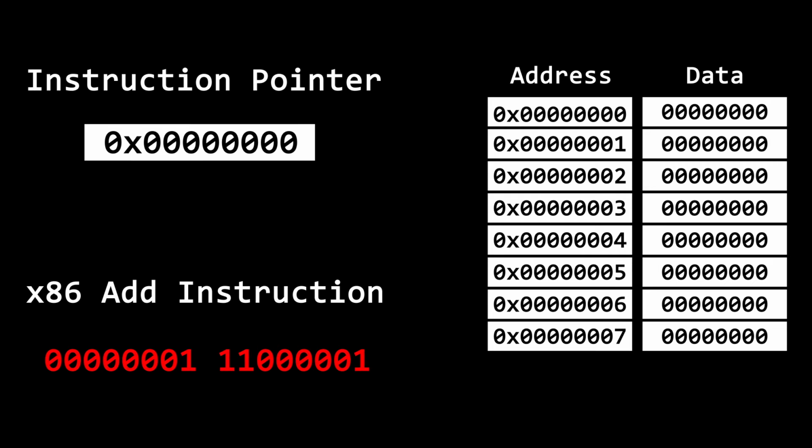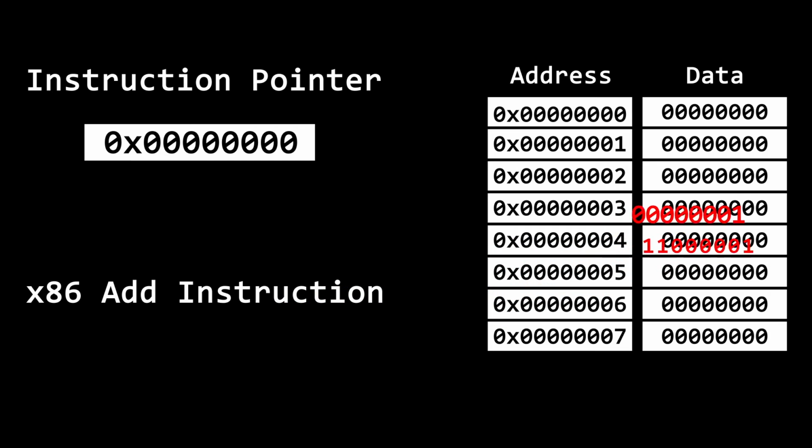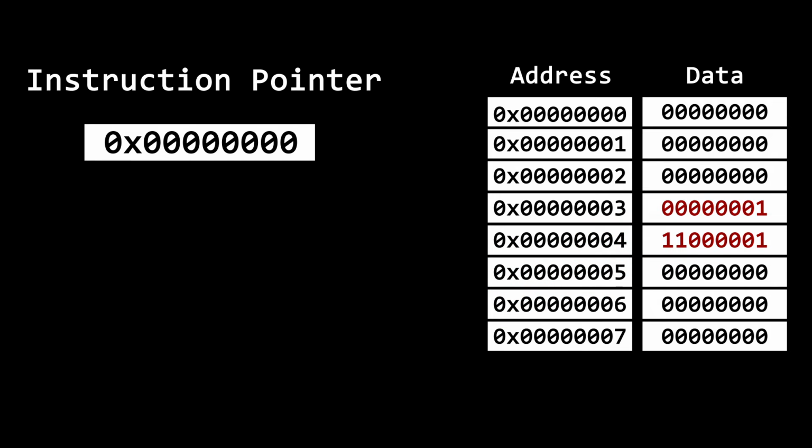Let's put the instruction into the RAM at address 3 to 4. Now let's set the instruction pointer to the address of the first byte of the instruction. The next instruction the CPU will work on is now our add instruction.